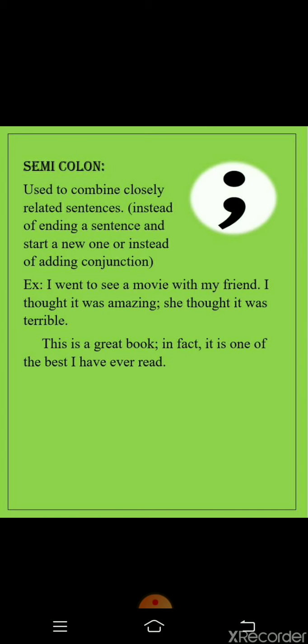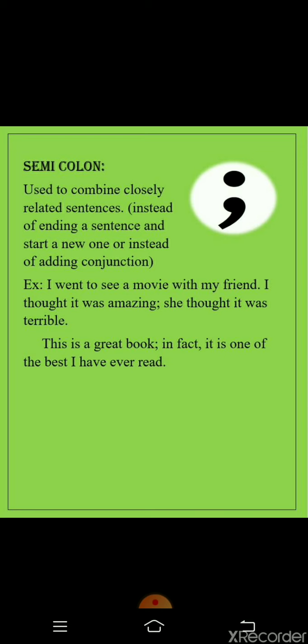The semicolons are used to combine closely related sentences. So instead of ending a sentence and starting a new one, or instead of adding a conjunction and combining both the sentences, we use a semicolon. Okay, darlings. So, the example: I went to see a movie with my friend. I thought it was amazing. She thought it was terrible.